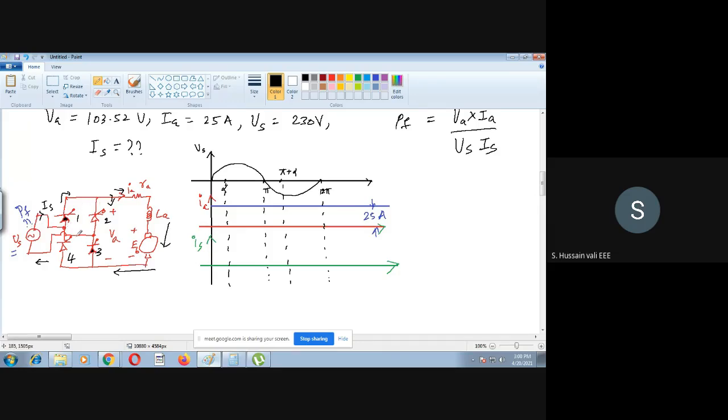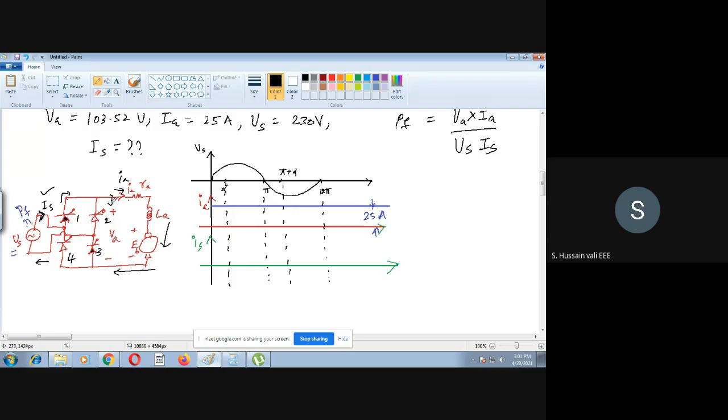In this closed path, here is IA. If this is IA, what is the value of IS? Just see here now. This is IS, the current here. If you follow through the closed path carefully, supply voltage and here is IS, that IS will flow through thyristor 1, then through the motor, then once again 3, and then supply voltage. So IS is flowing through the motor. IS direction I am taking like this, from left side to right side.